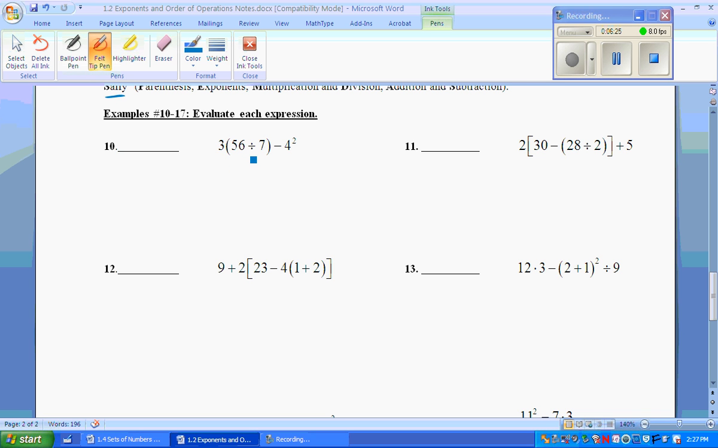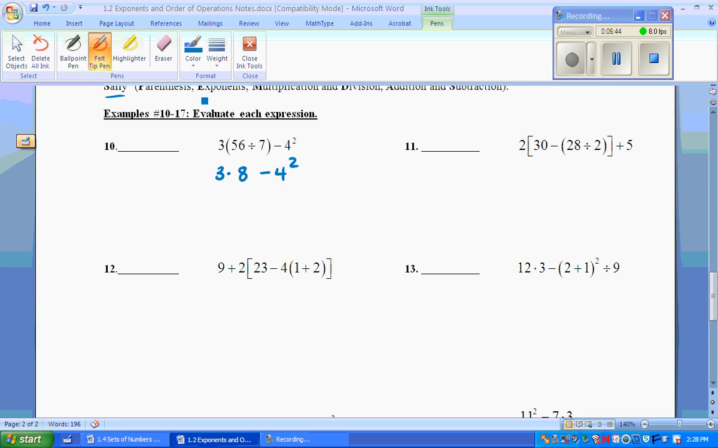If you said multiplication, pat yourself on the back. So we got 3 times whatever 56 divided by 7 is, right? 56 divided by 7 is 8, minus 4 squared. Parentheses are gone.